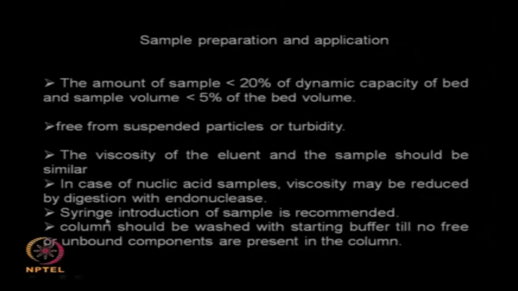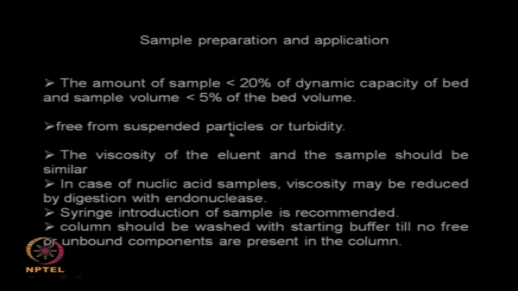So how do you go about preparing the sample? For an anion exchanger we need to prepare the sample. The amount of sample should be less than 20% of the dynamic capacity of the bed, and the sample volume should be less than 5% of the bed volume. So we do not want to overload the bed, then it becomes very inefficient.